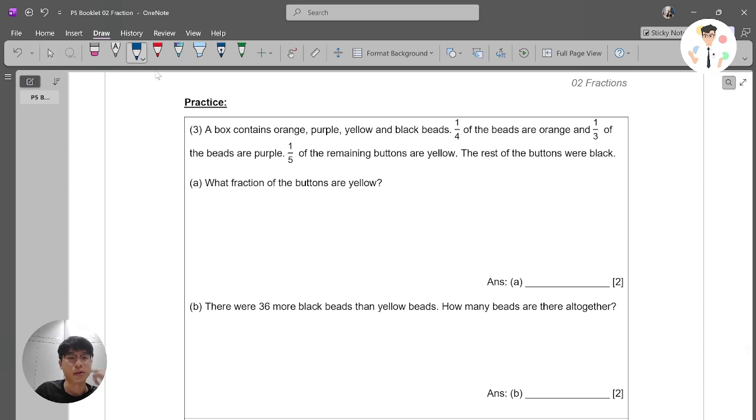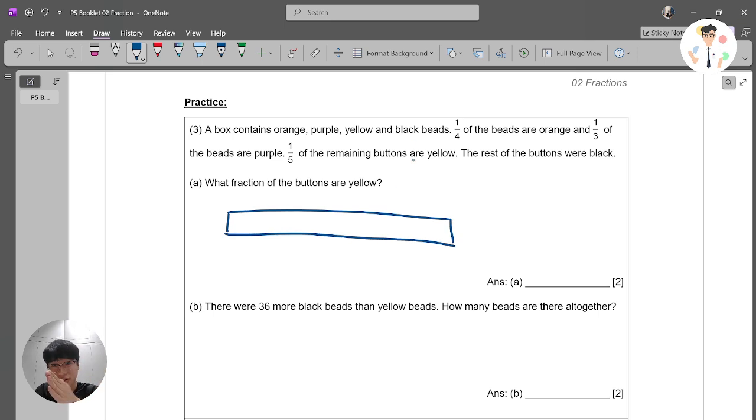Here is the question: a box contains orange, purple, yellow, and black beads. 1 out of 4 of the beads are orange. That means if I were to draw this long model and cut it into 4 parts, 1 of the beads will be orange. He also continues to say that 1/3 of the beads are purple.